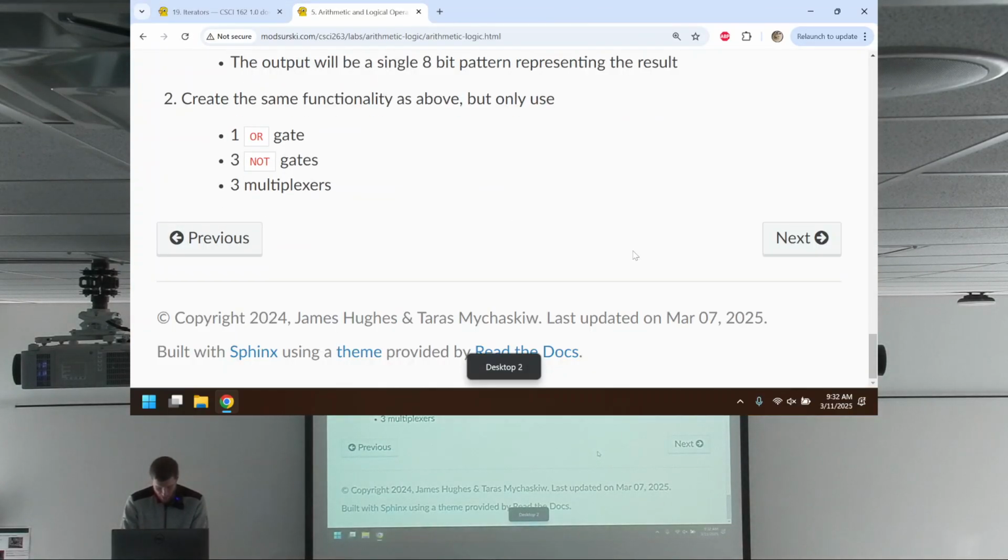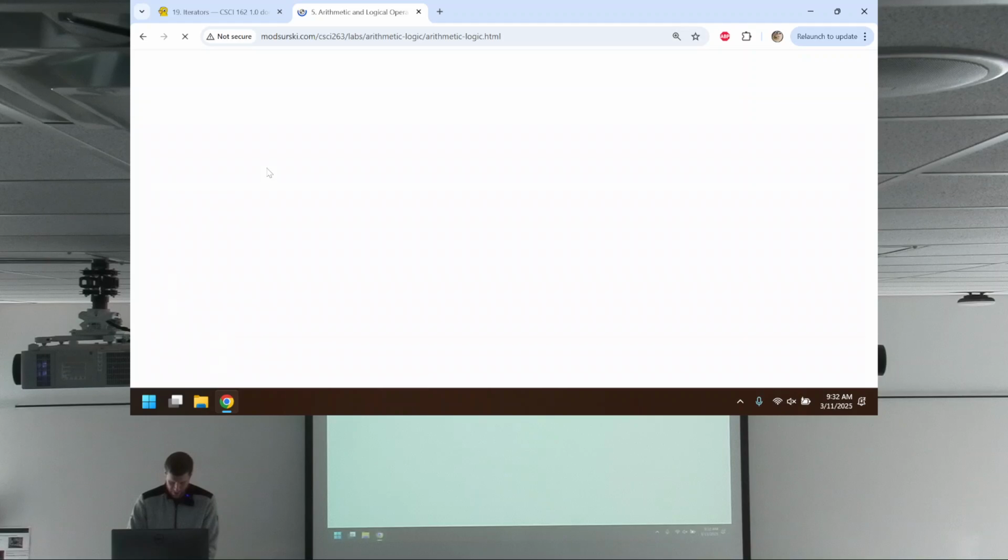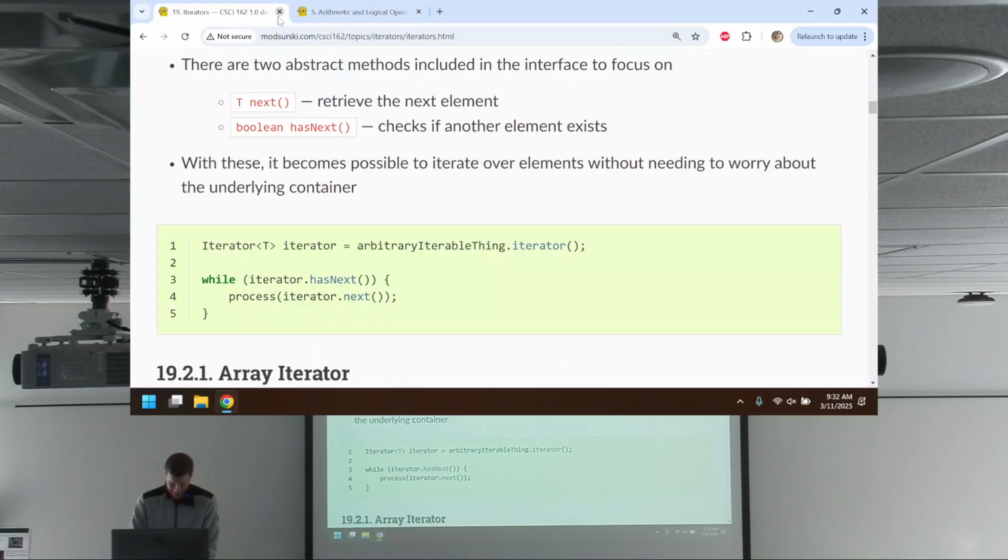All right, where were we last time? Nope, not there. You want to do that, iterators?